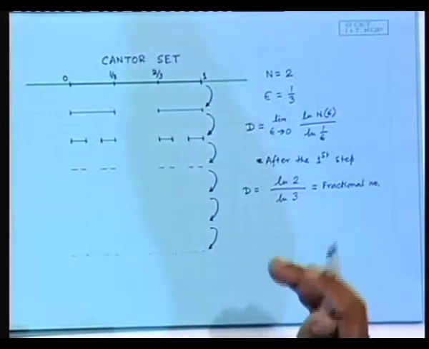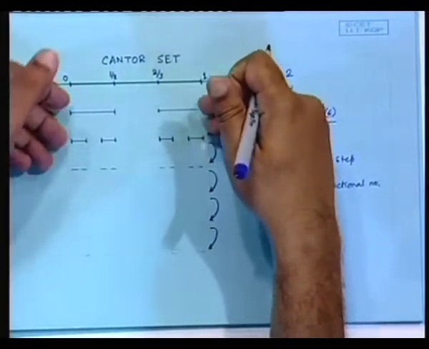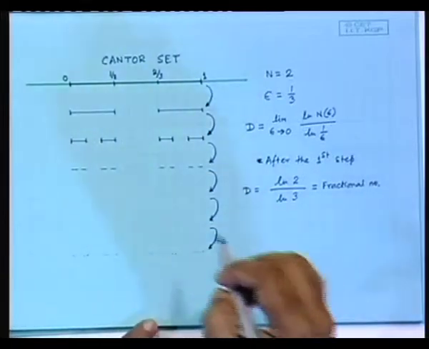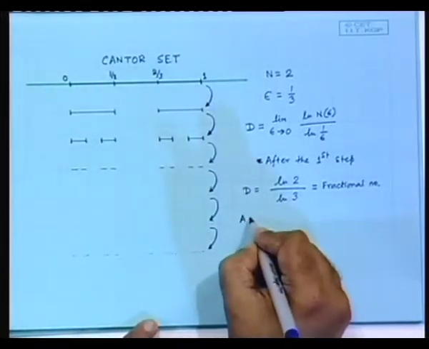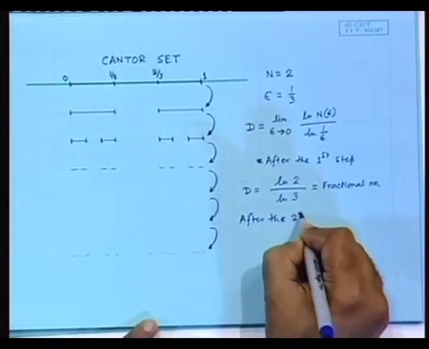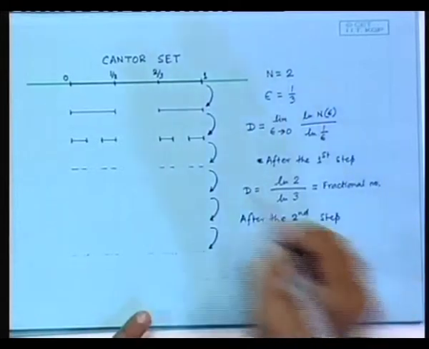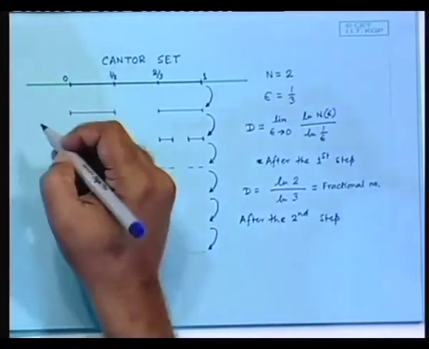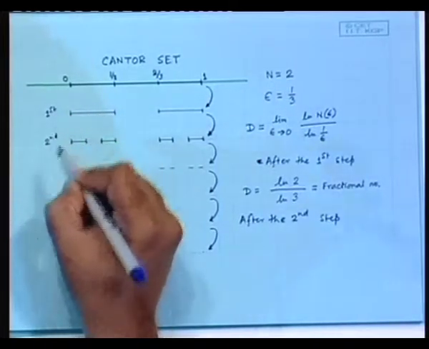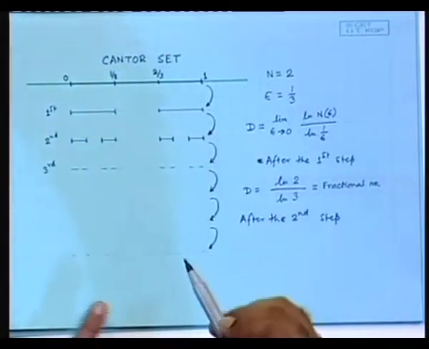Now, you might say that this is not the final step, you obviously go on doing the procedure over and over again. So, let us go to the second step. At the second step, after the second step, we are here. So, this is the first step, this is the second step, this is the third step, and so on and so forth. So, we are here now.